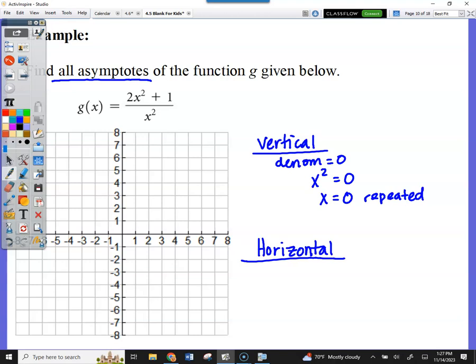My Math Lab is not asking you to state that it's a repeated value for the vertical. You can't repeat a vertical asymptote. You draw it one time, it's there. Now, horizontal is the leading terms. You have 2x squared over x squared. I'm using my highlighter to show what I'm looking at. The degrees are equal, so it is y equals the coefficients, 2 over 1, which is just 2.